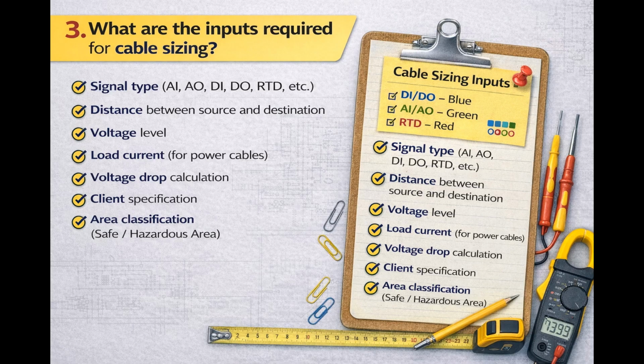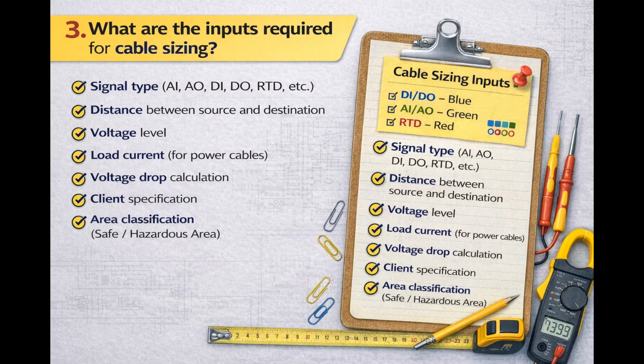What are the inputs required for cable sizing? Signal type: AI, AO, DI, DO, RTD, etc. Distance between source and destination, voltage level, load current for power cables, voltage drop calculation, client specification, area classification, safe or hazardous area.